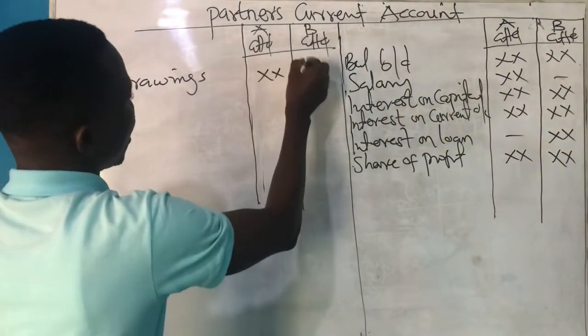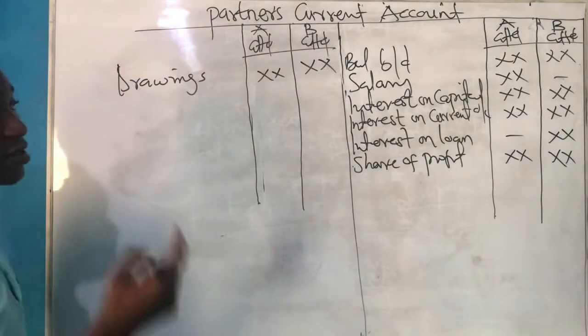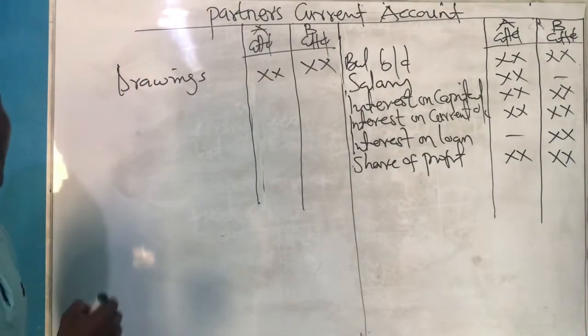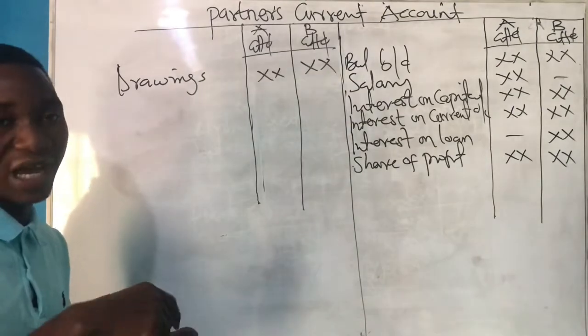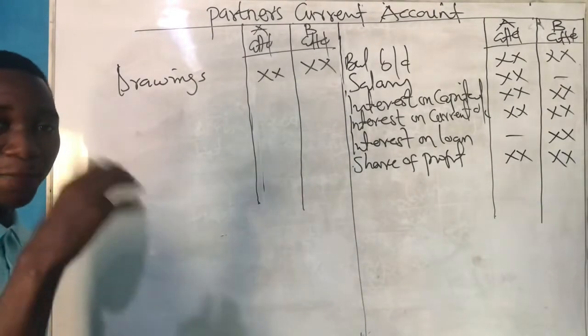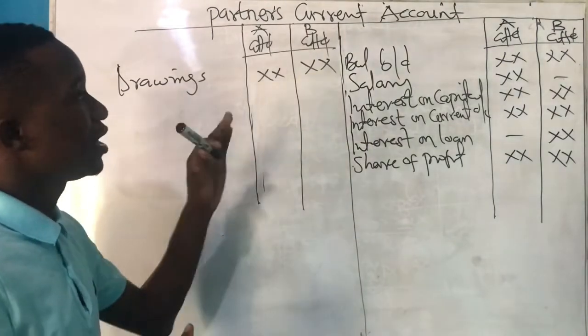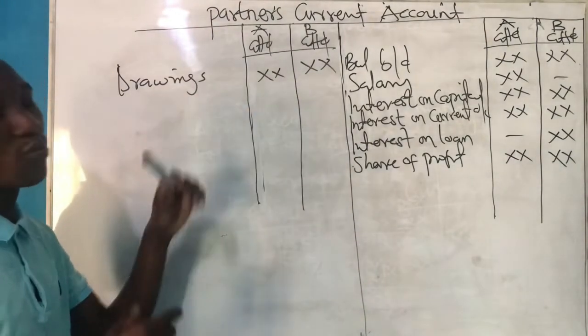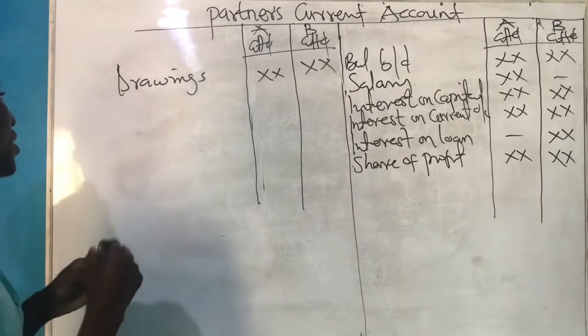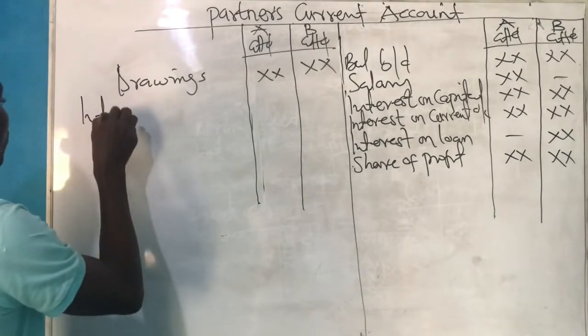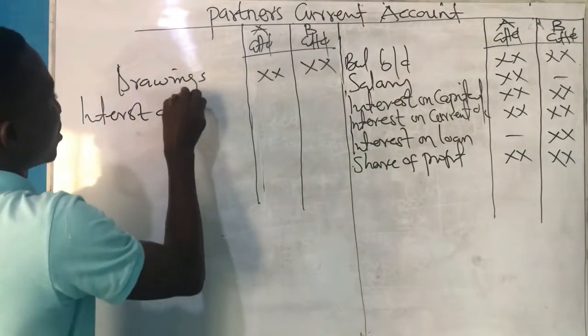Let's say partner A, partner B. And if there is an interest on drawings, if the partner makes drawings and there is an interest on it, the partner is going to pay the interest to the partnership business as a whole, and the individual partner's account is going to reduce. Because of that, we are going to debit it. So interest on drawings.